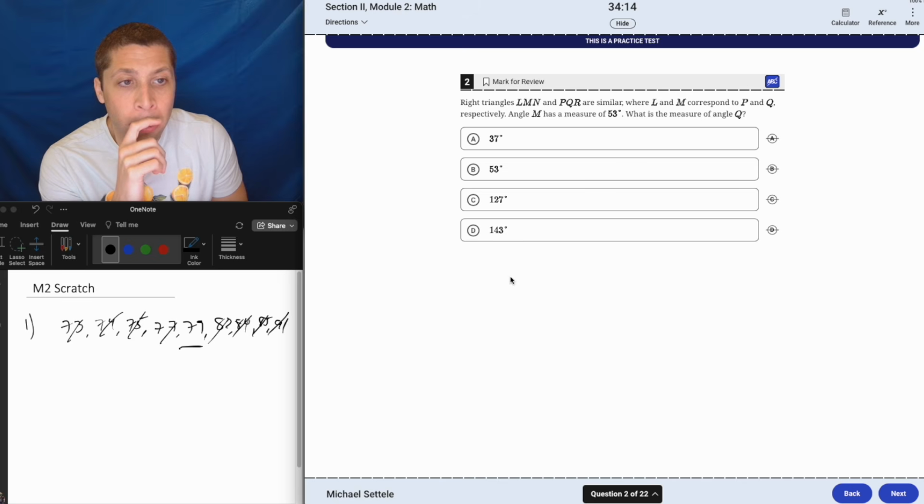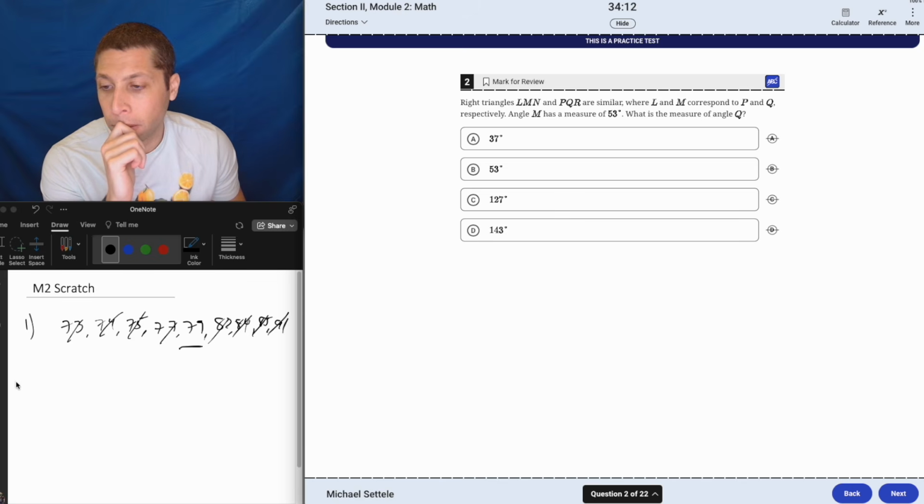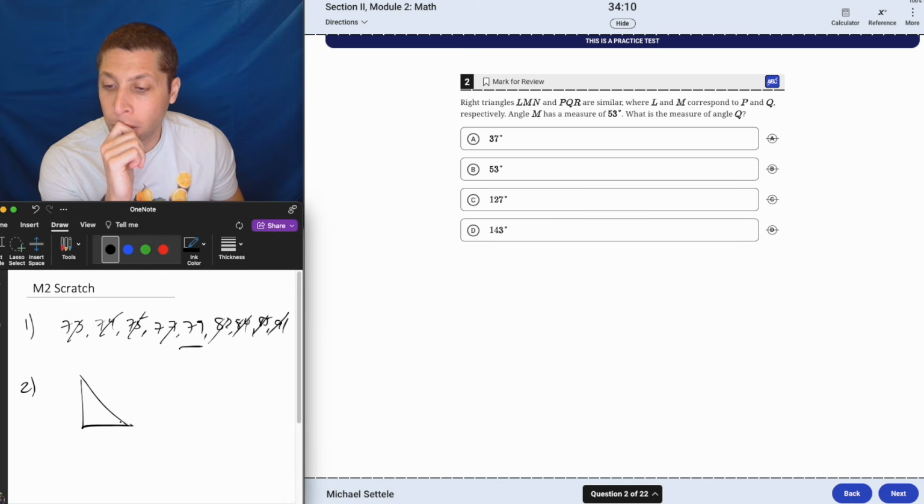Okay. 2. Right triangles LMN. LMN angle M has a measure, so M is here, 53.